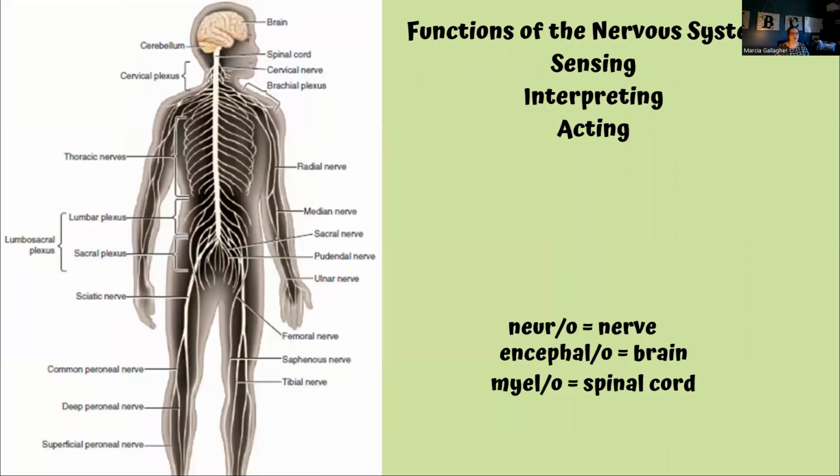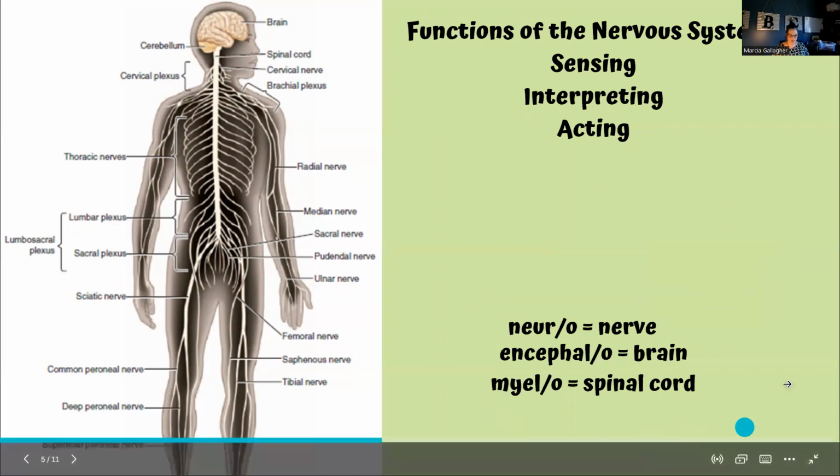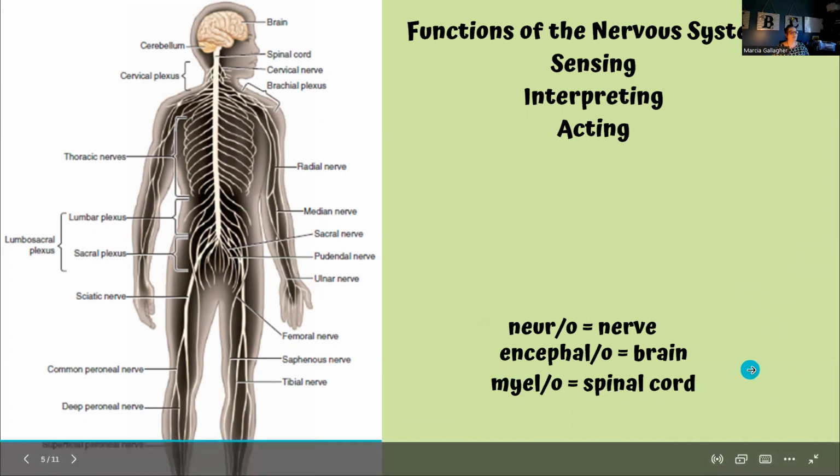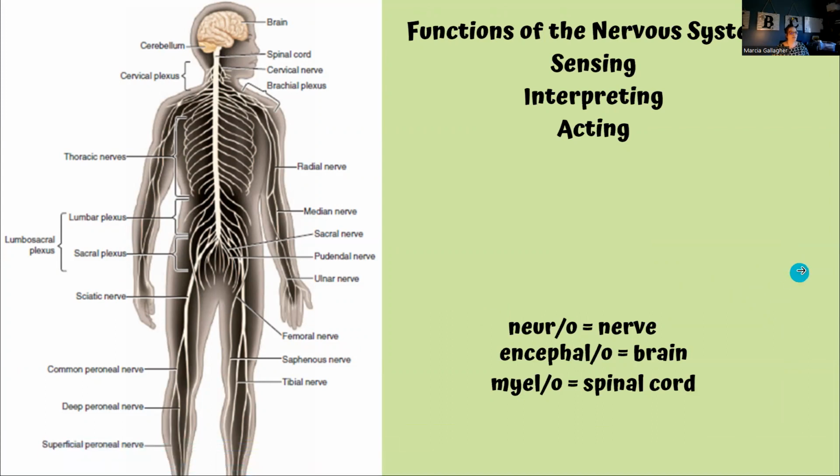So we're going to learn a little bit about the nervous system, and we're going to cover some medical terms. You guys, we're switching over our bell ringers to all medical terms, and so this will just help out with that also. So the function of the nervous system is sensing, interpreting, and acting. We're going to start out with these 3 root words. Neur or neuro is the nerve. Encephalo or encephal is the brain. Myel or myelo is the spinal cord. So neuro, nerve, encephalo, brain, myelo, spinal cord.